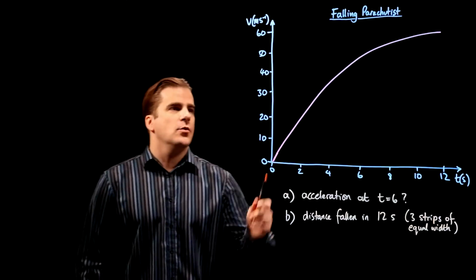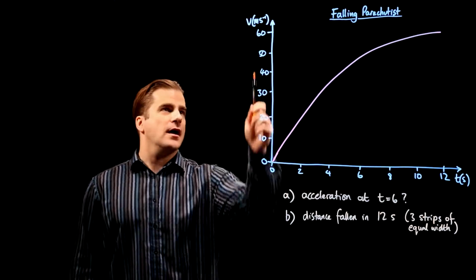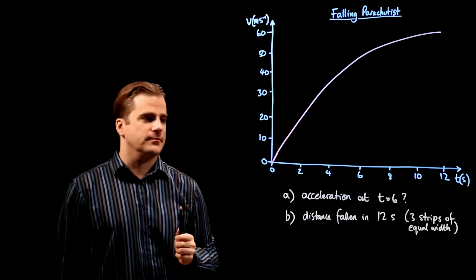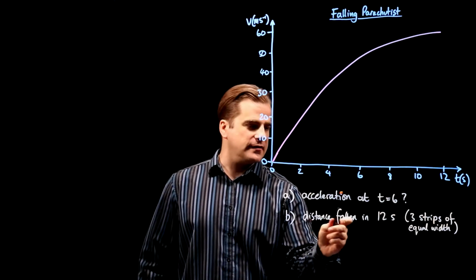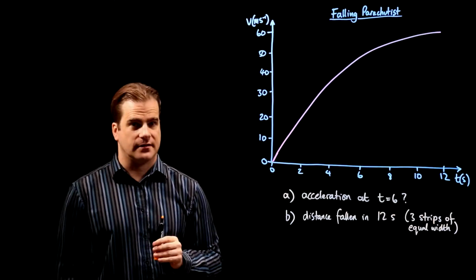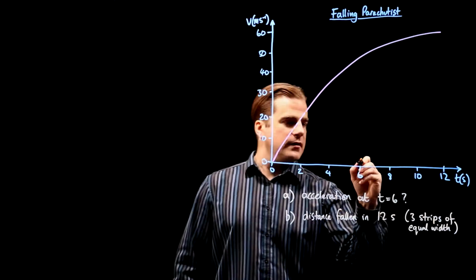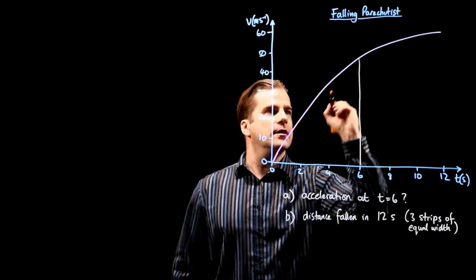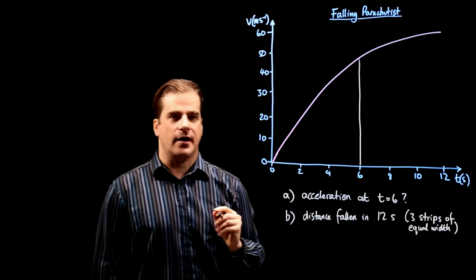Okay, we have a falling parachutist from a plane and it's a velocity time graph. Right, first question. We have to work out the acceleration of the parachutist at t equals 6. Right, time is 6, so that's here. So we have to work out the acceleration at that point there.